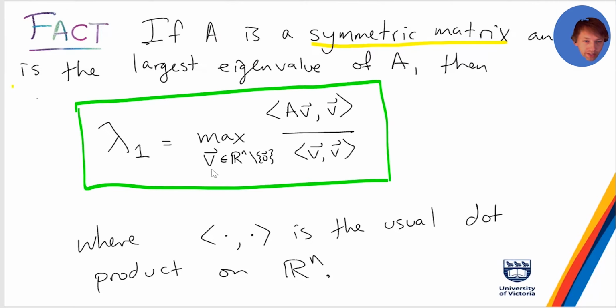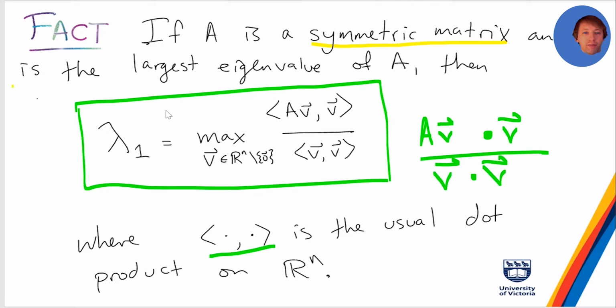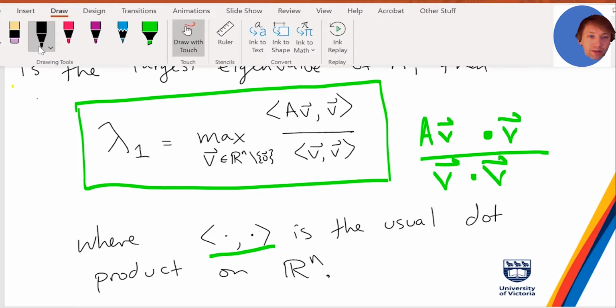over all non-zero vectors v. You have to take non-zero vectors, otherwise you'll be dividing by 0 here, and you'll have all kinds of problems. So take a non-zero vector and look at A times v dot product v. These pointy brackets are just the dot product. I could have written it like this, I don't know what people prefer. But lambda 1 is equal to this.